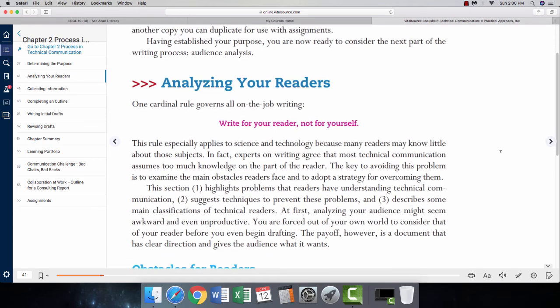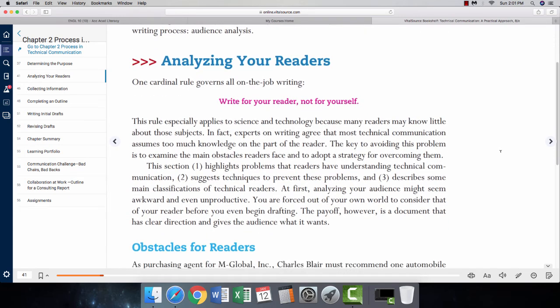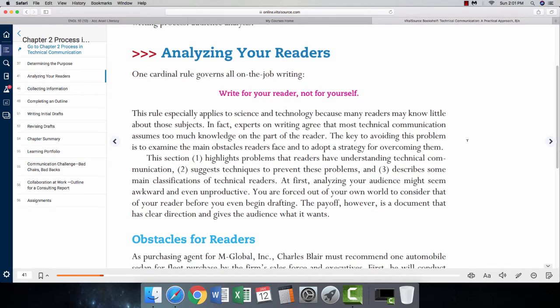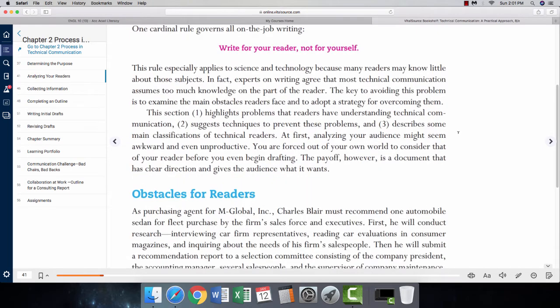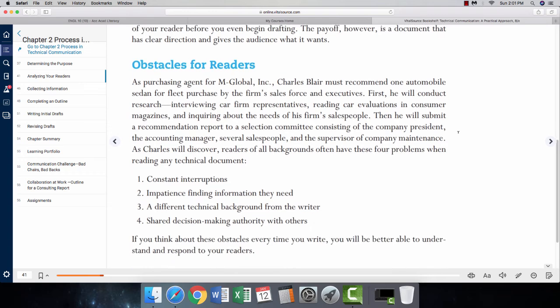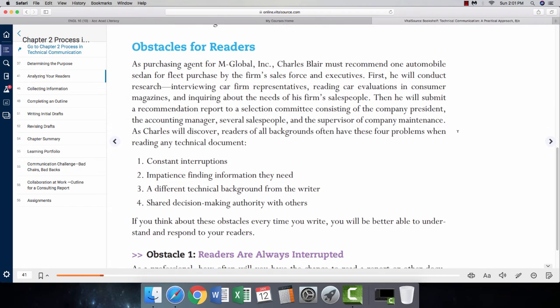The book also talks about analyzing your readers, which for technical writing you absolutely have to do. You can't just write out of the air, as many of you quite possibly do with your college papers. Write for your reader, not for yourself. Think about who your readers are and what they're doing when they're on the job.